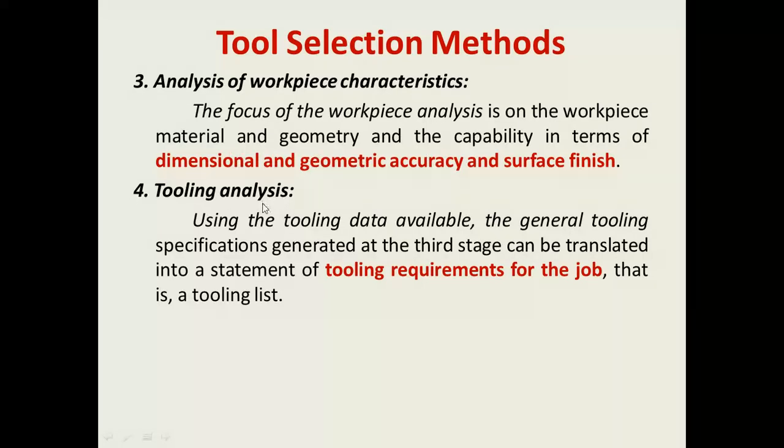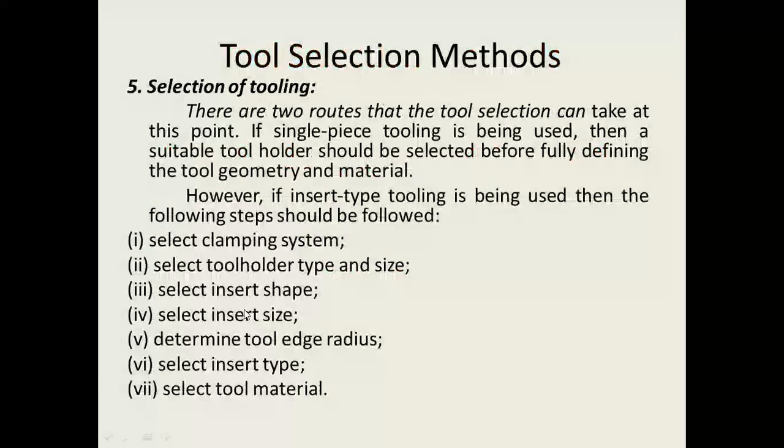Number four, tooling analysis. Using the tooling data available, the general tooling specification generated at the third stage can be translated into a statement of tooling requirements for a job. That is the tooling list. Number five is selection of tooling. Based on the machining process, you have to select the tools. There are two routes that the tool selection can take at this point. If single piece tooling is to be used, then the suitable tool holder should be selected before fully defining the tool geometry and material.